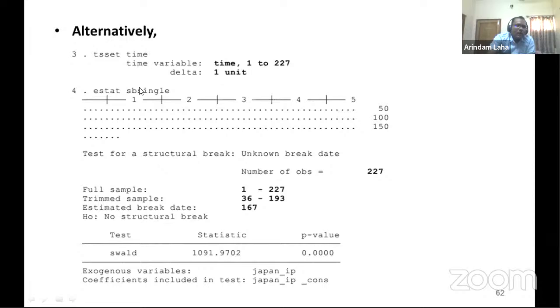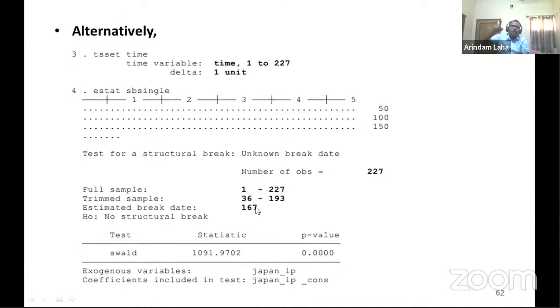If you write down SB single, that means you are dealing with an unknown break, a break that is not known. So just write down EA stat SB single. Then they will do this type of analysis. They will consider a trim sample and they will identify the break. They will identify break 167. So you have to consider 167.